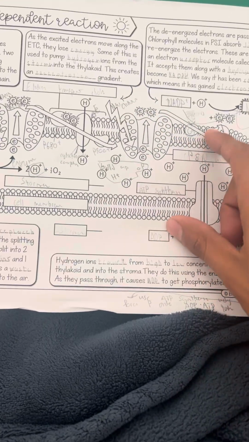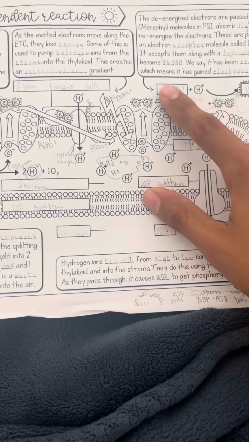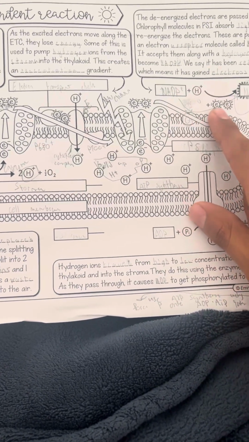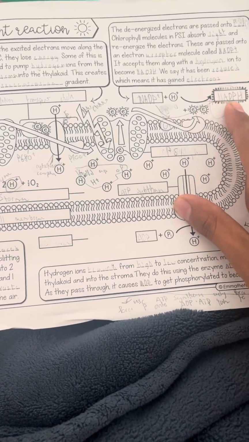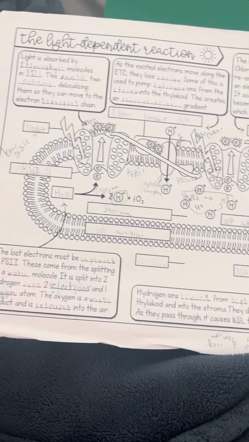Right now we're following these excited electrons. It's going over here where NADP plus swoops in with the hydrogen ion, which it has grabbed, and uses the energy from these 2 electrons in order to make NADPH, which is then sent into the Calvin cycle.